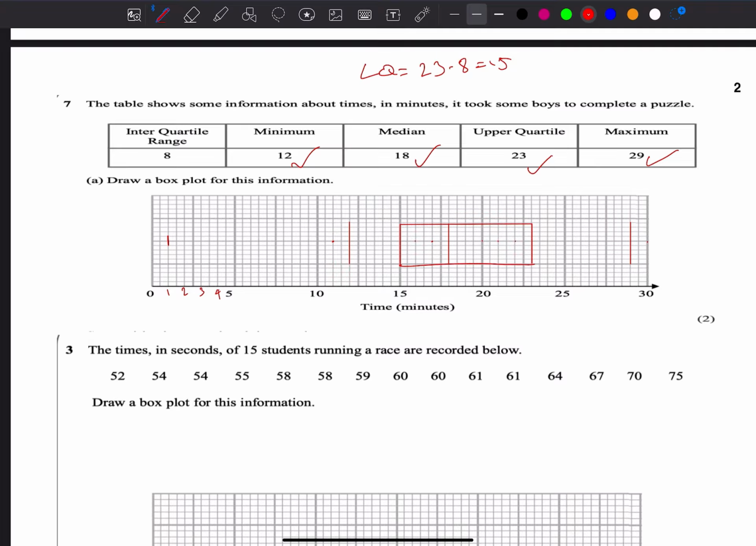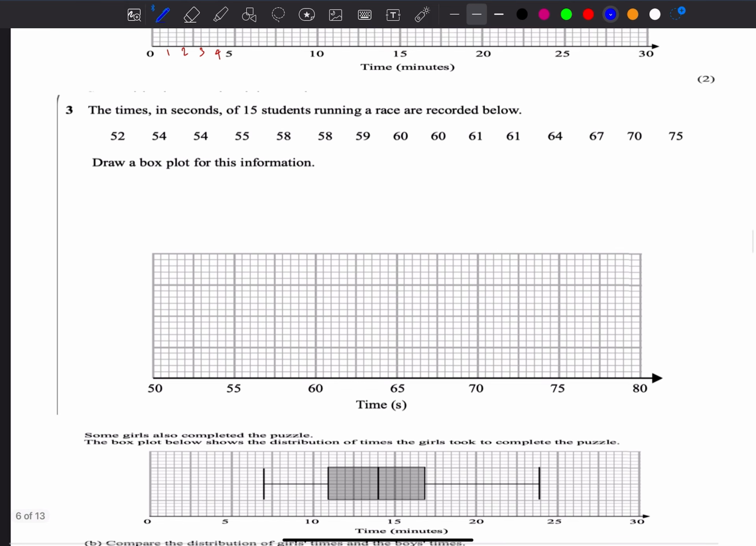Always remember the order. This is the easiest question ever. You should always know this is your minimum, this is your lower quartile, this is your median, this is your upper quartile, and that's your maximum. Okay, easiest. 2 marks anyways, it's not that bad. Next one.